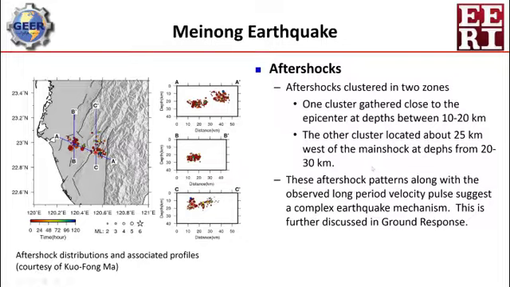And again, these aftershock patterns, along with an observed long period velocity pulse, which Dr. Sun will talk about, suggest that there's a complex earthquake mechanism going on. The image itself is showing the plan view, the 2 clusters, and then A, B, and C are profiles indicating the different depths.